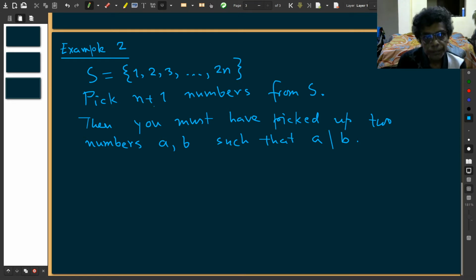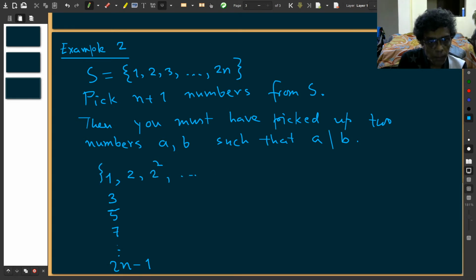Since there are n plus 1 numbers, these are my pigeons, and somehow I have to create n holes. In this case, the holes are like this. Consider 1, 3, 5, 7, up to 2n minus 1. So there are n of them, odd numbers. Then you multiply by 2, 2 square and so on. This is my hole number 1. Of course, you multiply as long as you are within the range up to 2n.